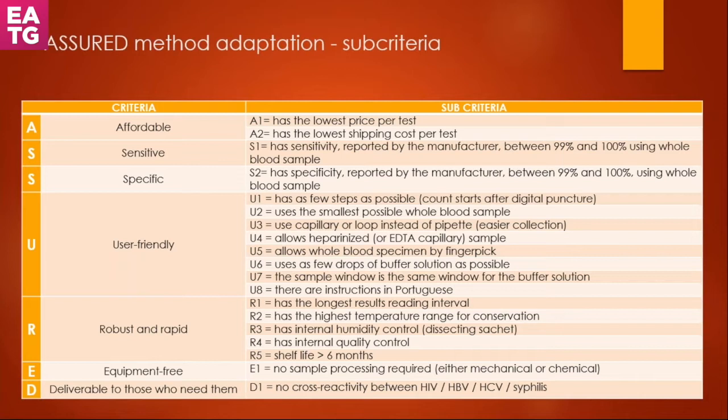So as you can see, under affordable we have 2 criteria. The first criterion is having the lowest price per test.